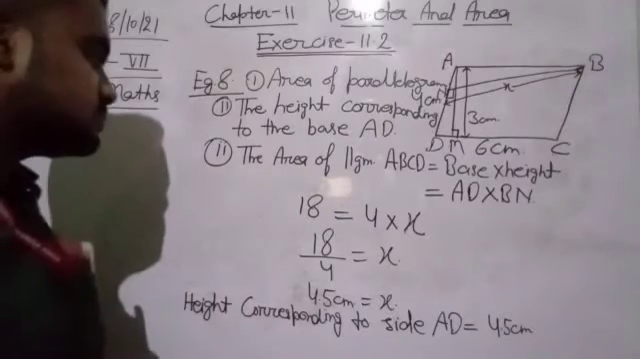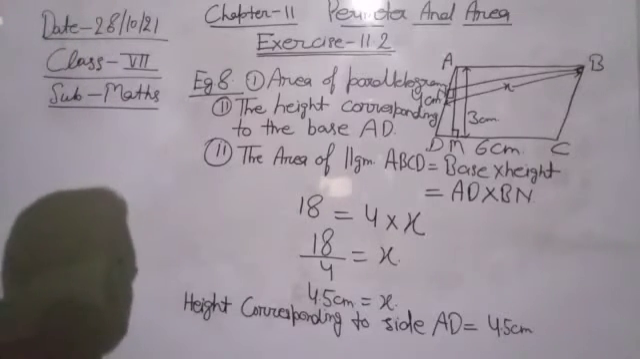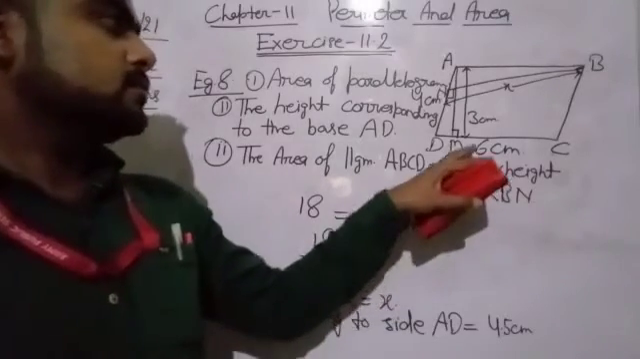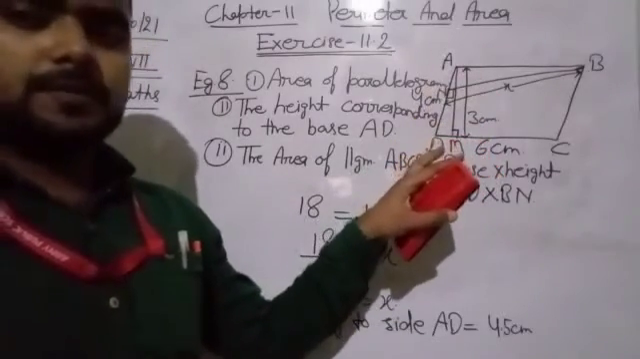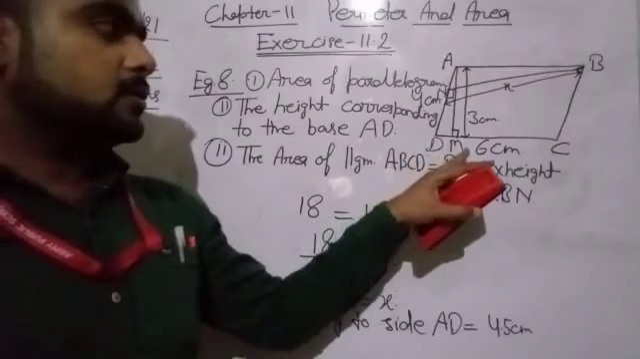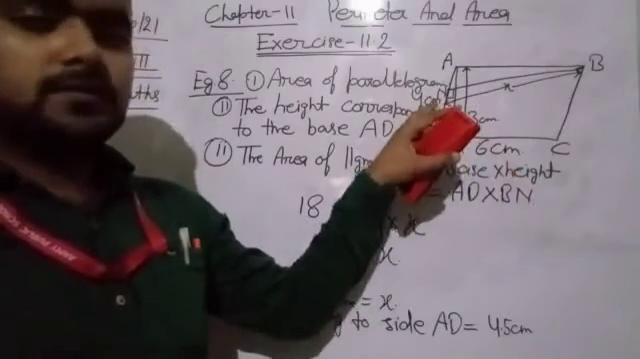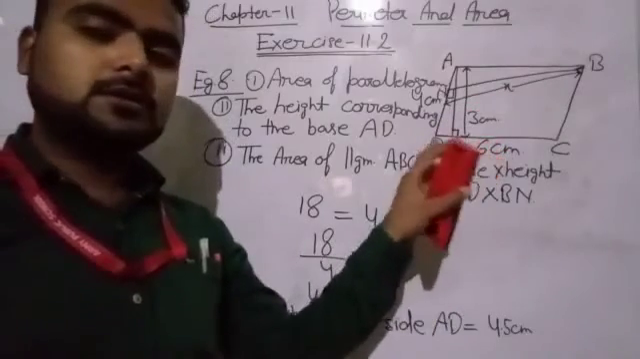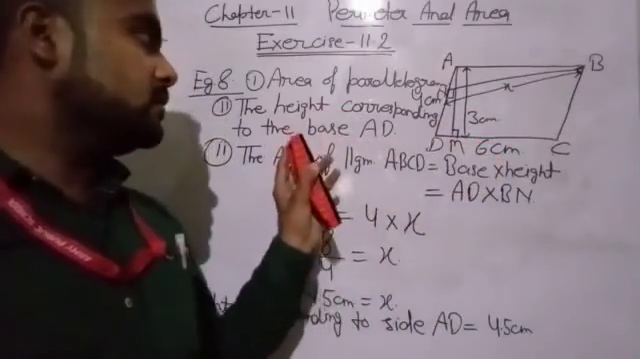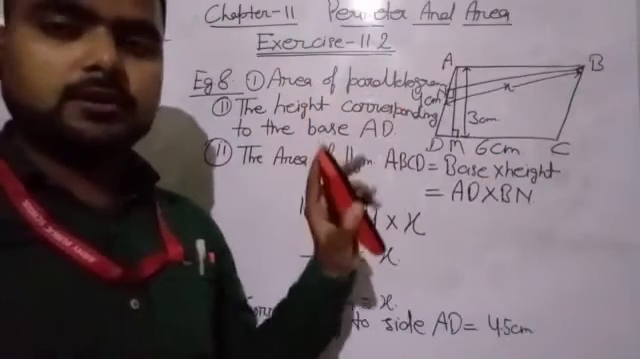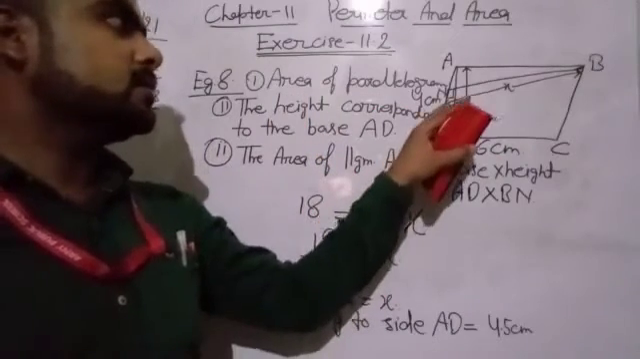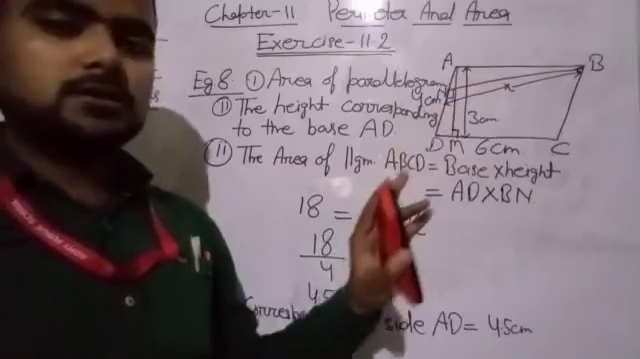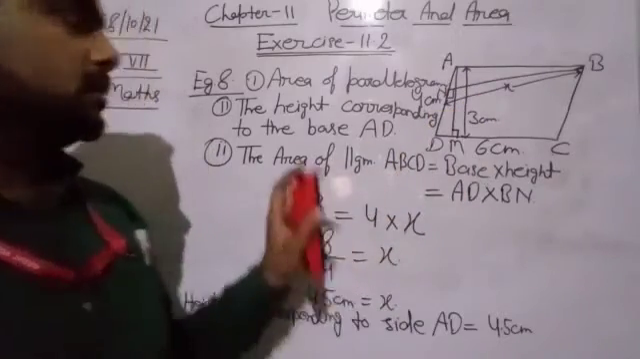Okay, then now let me explain it again. In this question we have two sides of a parallelogram. The measurement of the two sides are 6 centimeter and 4 centimeter, and the height corresponding to 6 centimeter is 3 centimeter. From that we find the first part, that is area of parallelogram, and in the second part the height corresponding to side AD is not given. We have to find that one in the second part.